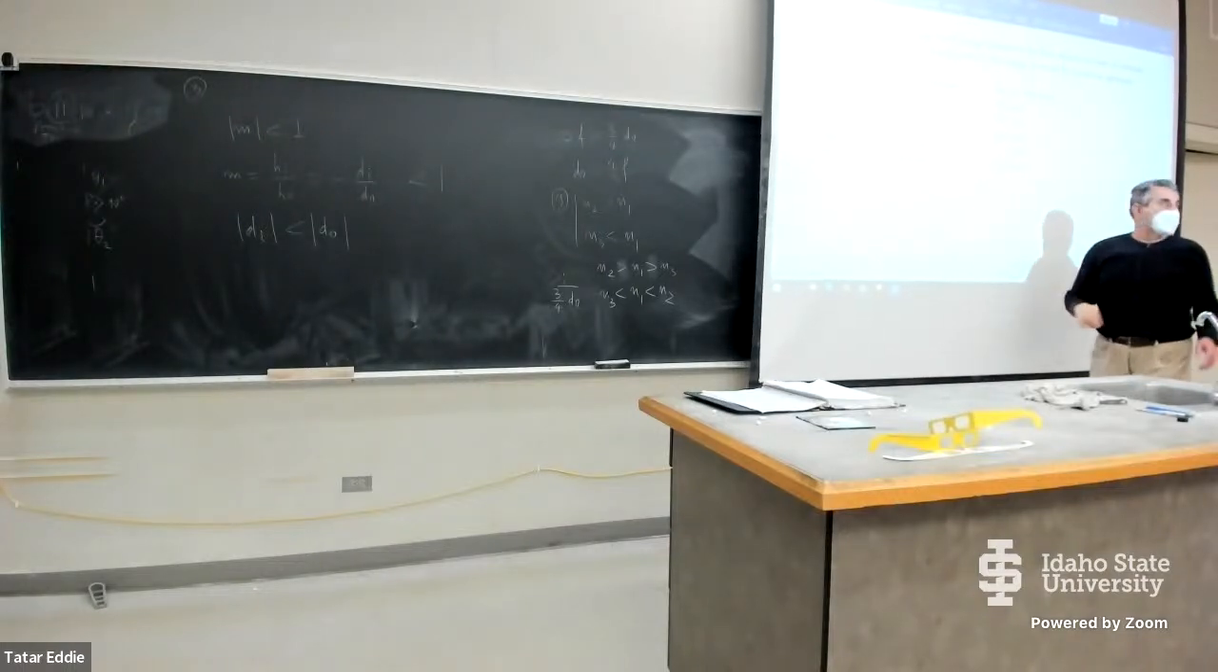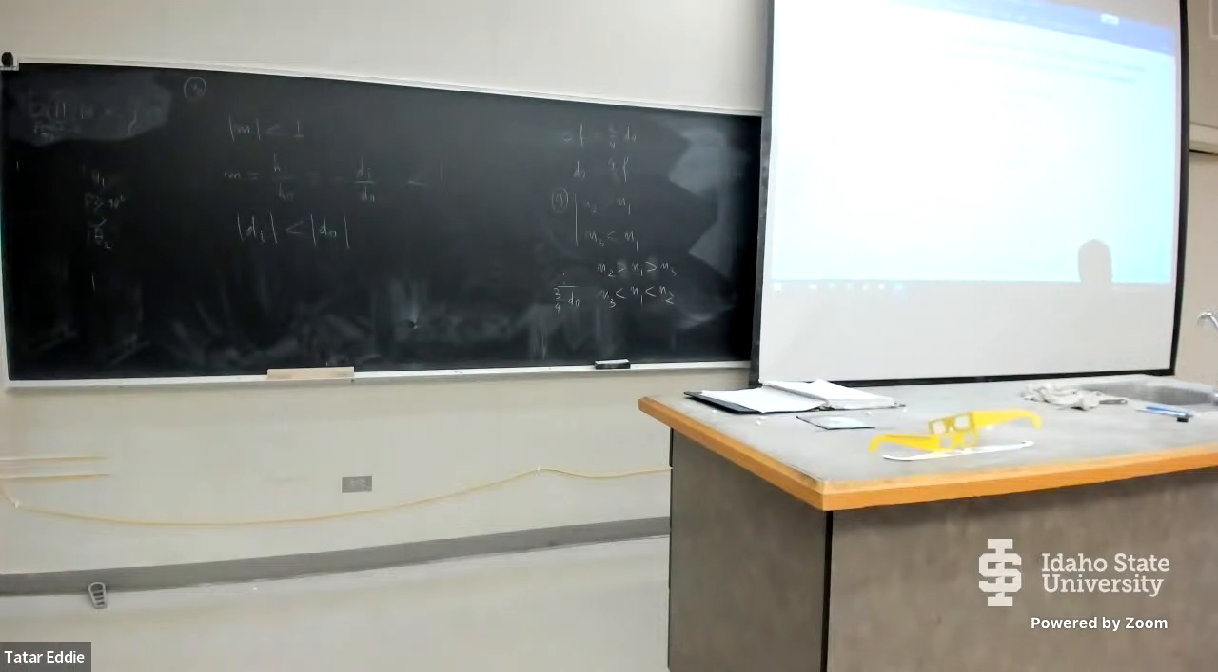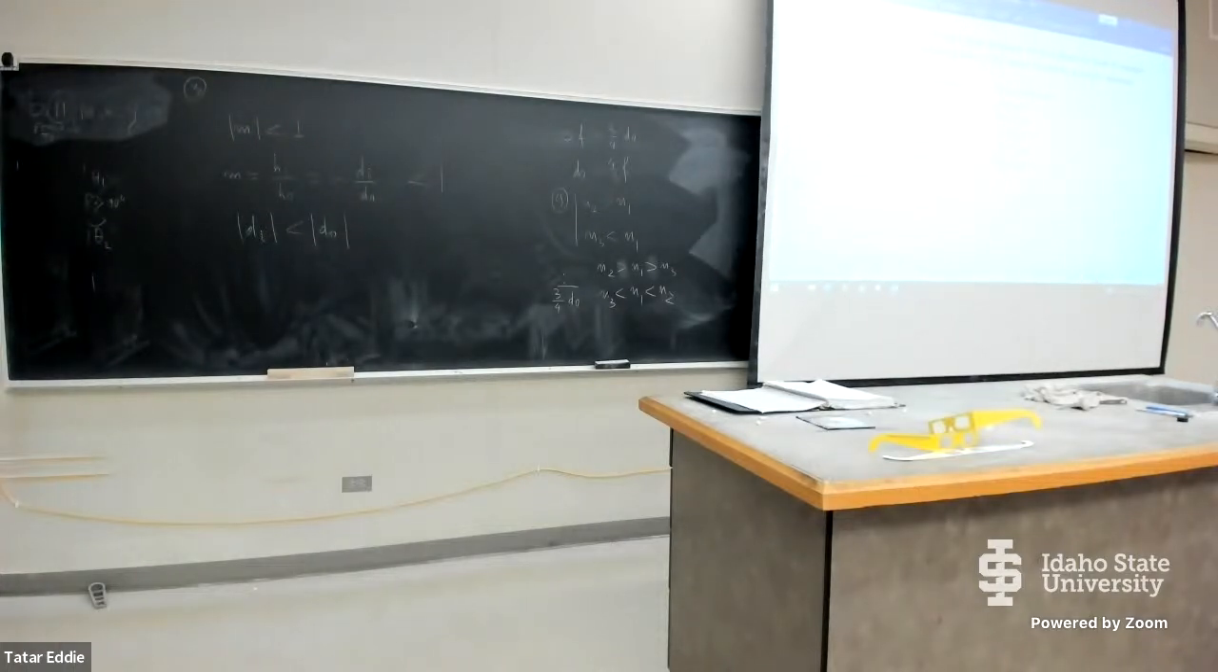So remember, a convex mirror always gives a virtual and reduced in size image. This is what I have.